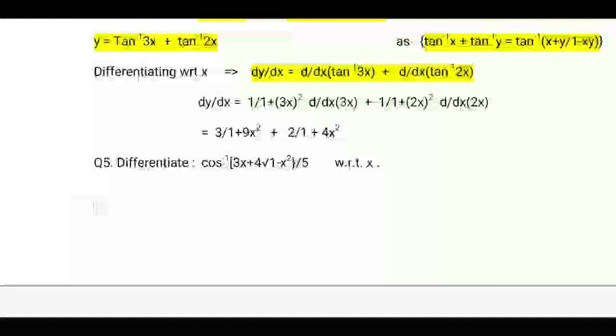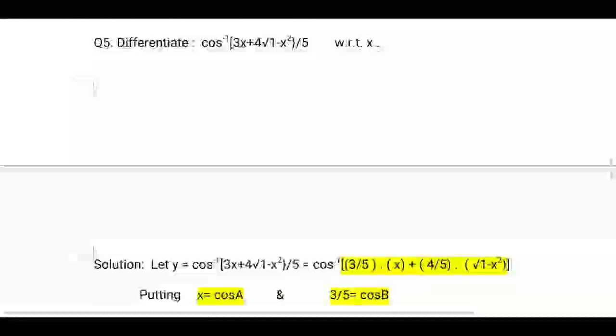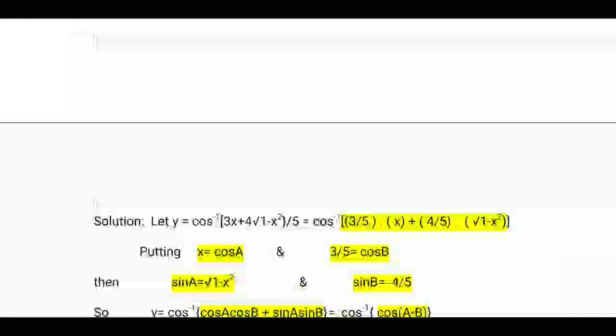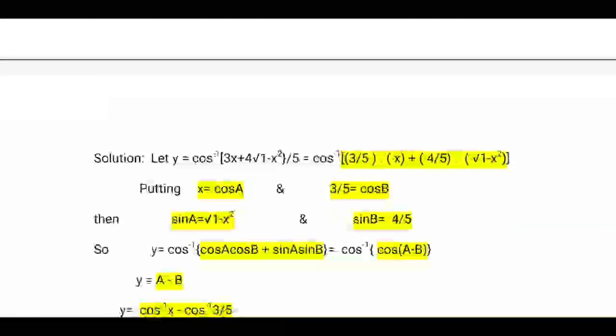Now there is another type of question, that is differentiate cos inverse of 3x plus 4 under root 1 minus x square whole upon 5 with respect to x. Consider it as y is equal to cos inverse 3x plus 4 under root 1 minus x square whole upon 5. Now separate it like this, cos inverse 3 upon 5 into x plus 4 upon 5 into root 1 minus x square. Now put x is equal to cos A and 3 by 5 is equal to cos B.